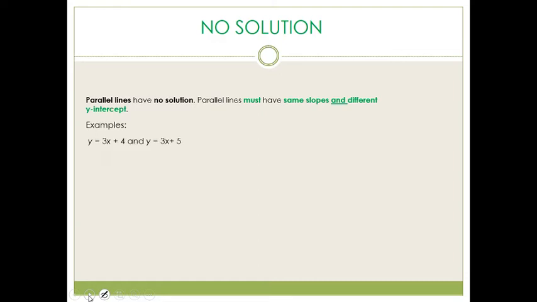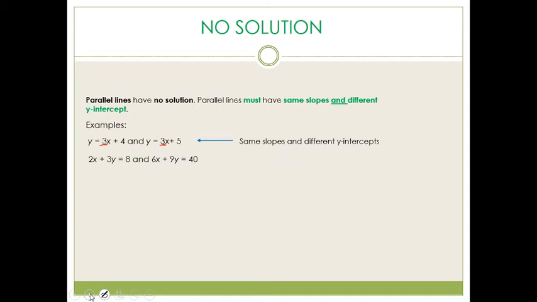So notice here I have an equation y equals 3x plus 4 and y equals 3x plus 5. They have the exact same slope, 3. So now I know that these lines are parallel, but they're not the exact same equation, right? This one crosses the y-axis at 4, and this one crosses the y-axis at 5. So I know here that I have parallel lines that will never touch, and that means that there's not going to be a solution. There's going to be no solutions.